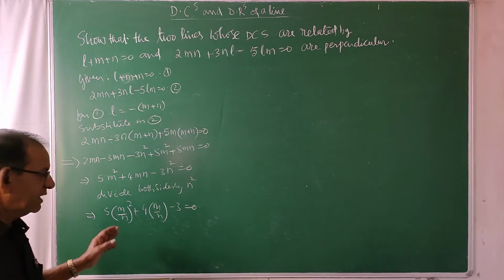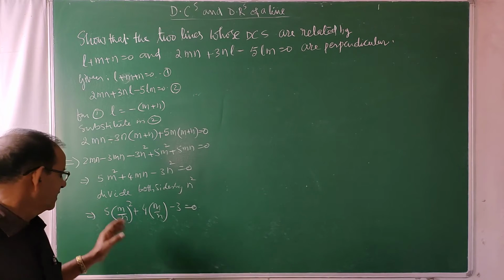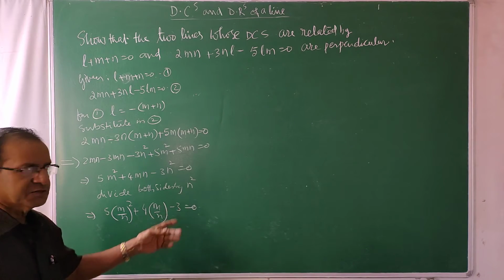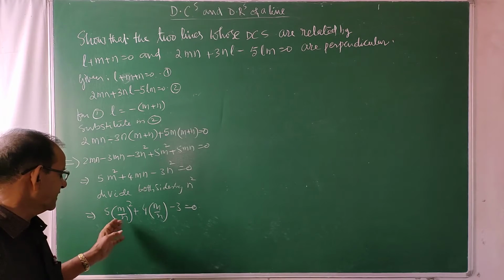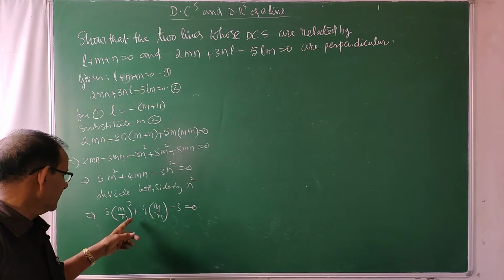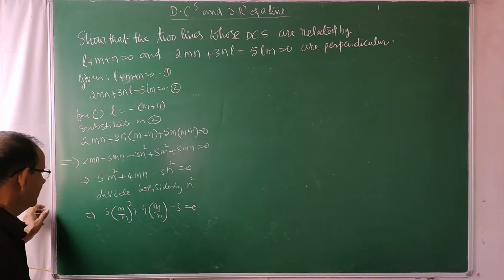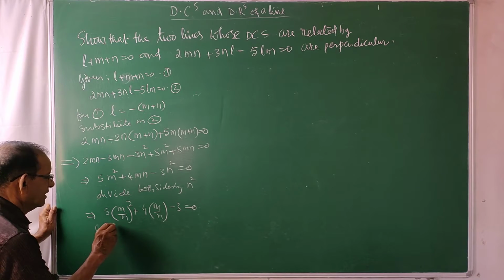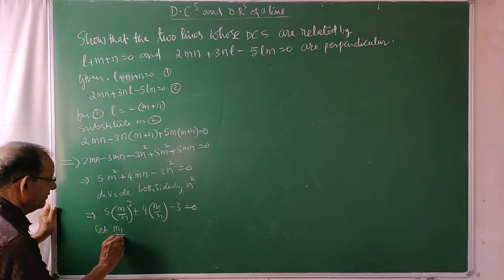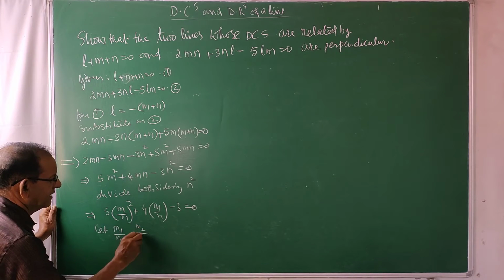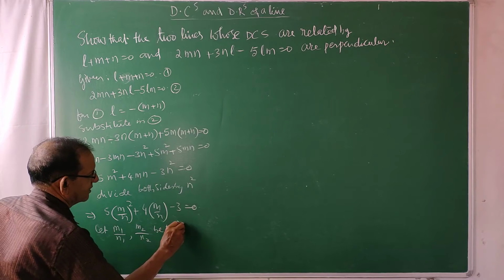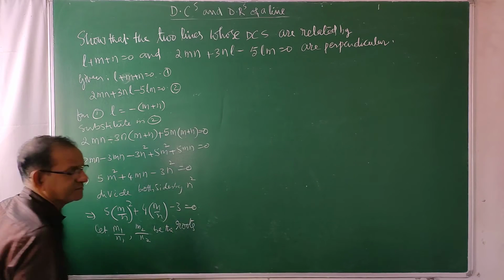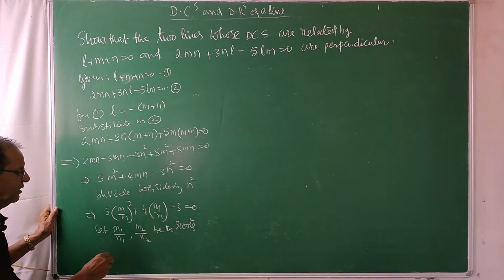Now, it is a quadratic equation in terms of M by N, AX square plus BX plus C. Here X is M by N. So, the roots may be taken as M1 by N1 and M2 by N2. Let M1 by N1, M2 by N2 be the roots. Now, what is the product of the roots?